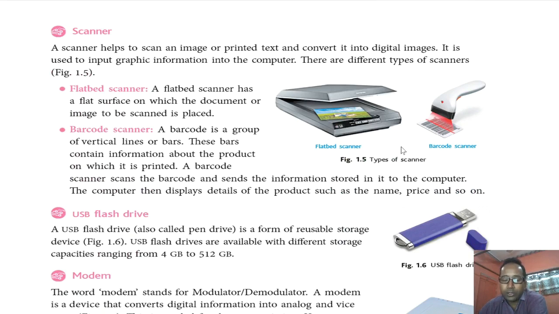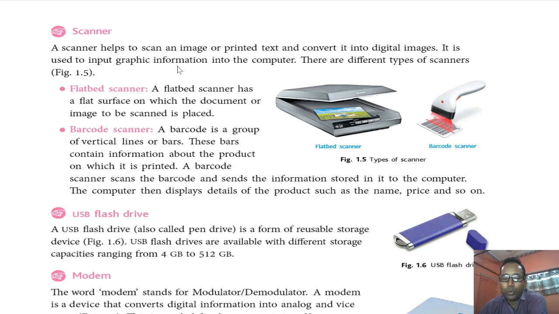So now, scanner. This is one input device which helps to scan an image or printed text and convert it into a digital image. Suppose you have one picture on a paper, like Sachin Tendulkar's picture, which you want to insert in your computer. That is not possible because the picture is on a paper. So you can use a scanner device to scan the picture and convert it to a digital image to save it in your computer as a file, which can be used in future.